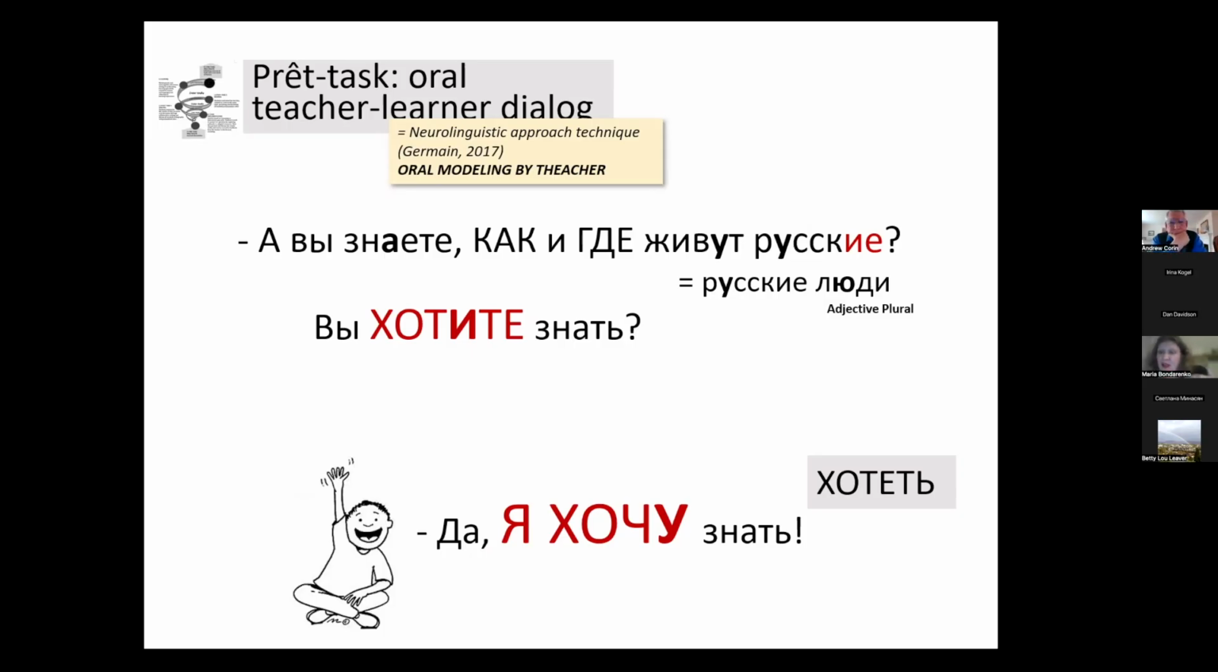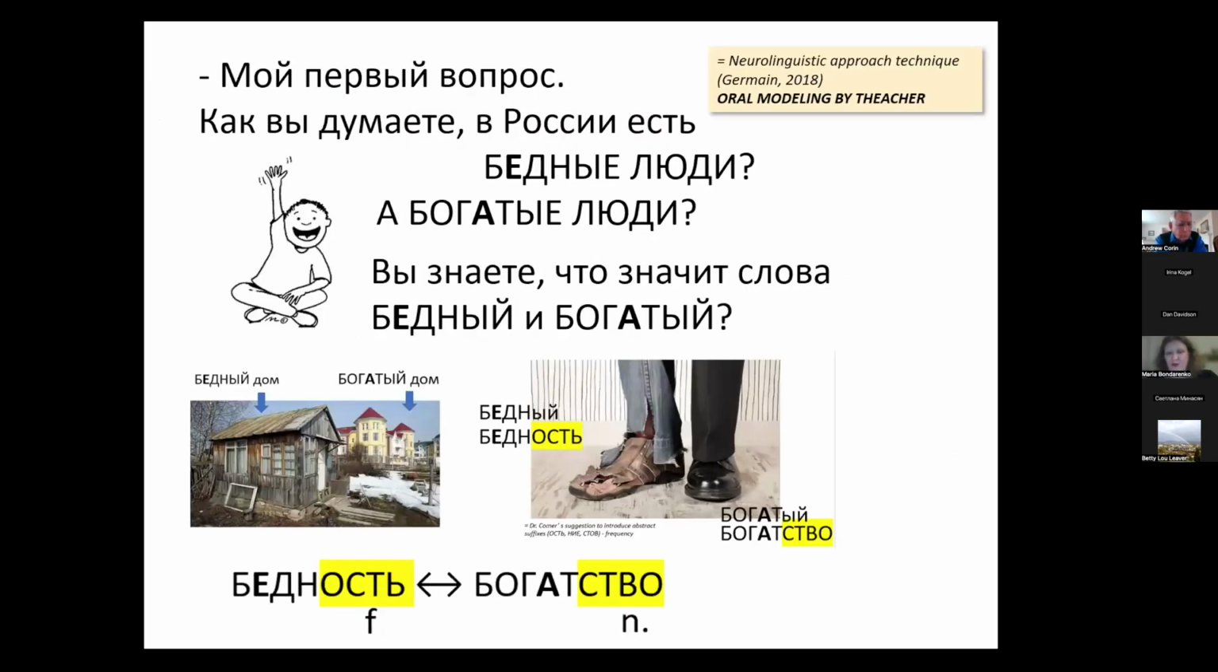The learners met this verb for the first time and start to practice it only in two forms. Хотите, хочу. Вы хотите, да, я хочу. Первый вопрос, the teacher's question: Как вы думаете, в России есть бедные и богатые люди? Что значит бедные и богатые?